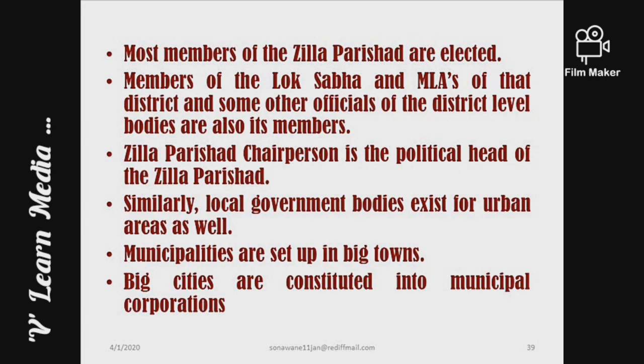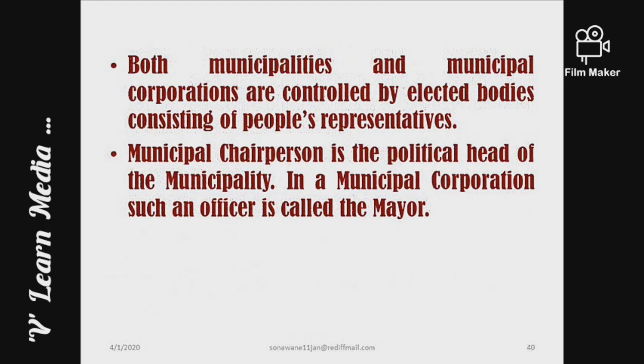Similarly, local government bodies exist for urban areas as well. Municipalities are set up in big towns. Big cities are constituted into municipal corporations. Both municipalities and municipal corporations are controlled by elected bodies consisting of people's representatives. Municipal chairperson is the political head of the municipality. In a municipal corporation, such an officer is called the mayor.